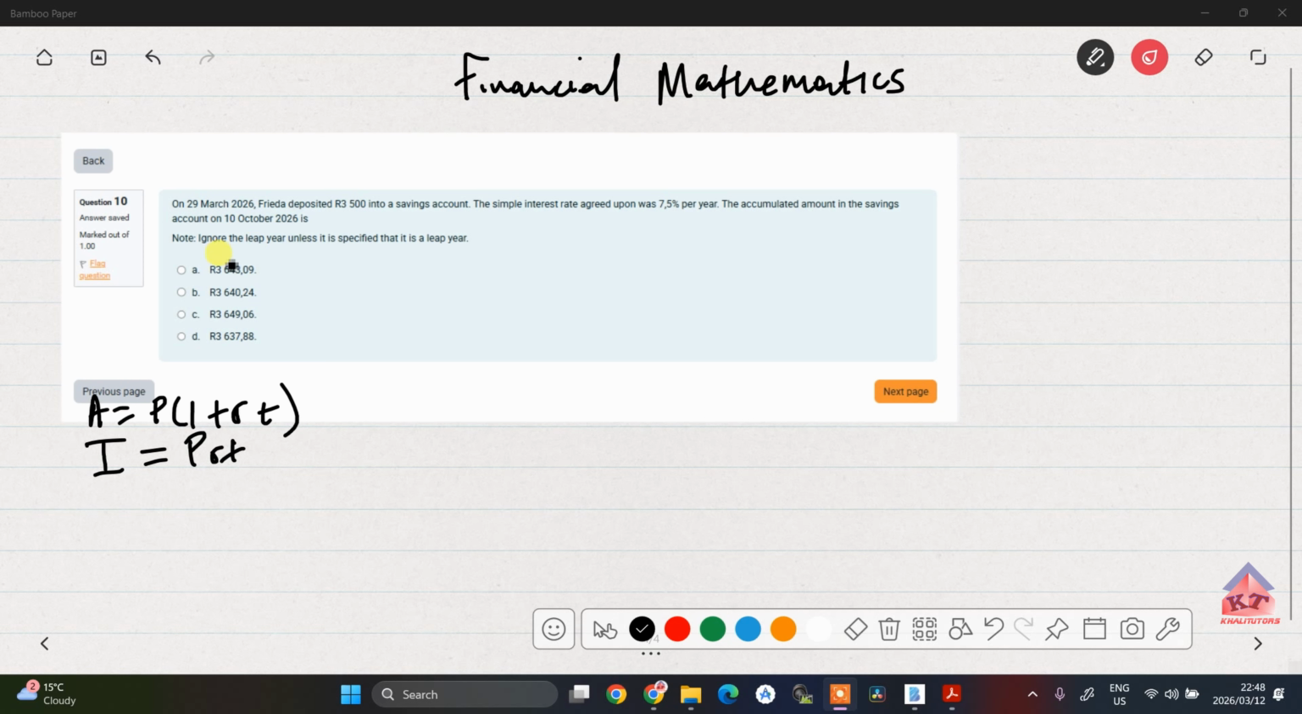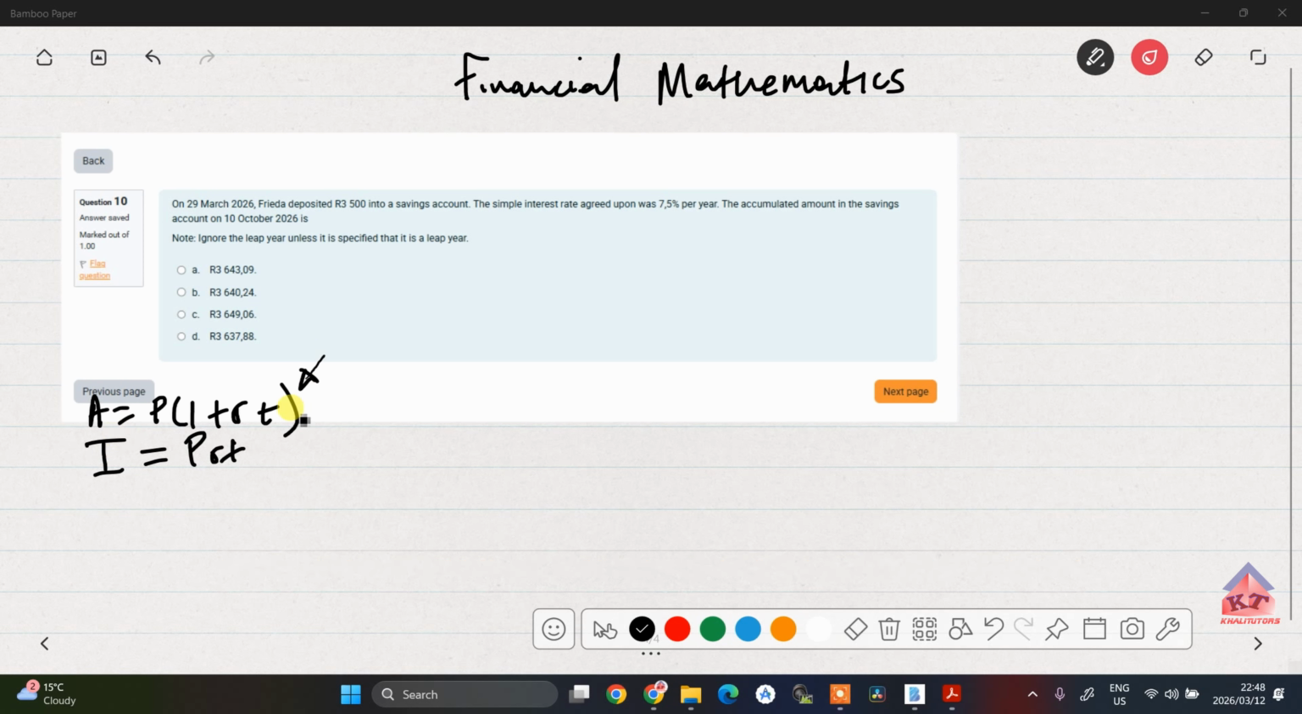Okay. They say ignore the leap year unless it is specified that it is a leap year. Okay. So here the trick is that they are giving us dates. So we need to count the number of days from the 29th all the way up to the 10th of October. Once we know the number of days, we can use it to convert that time to years. Since we know that this equation here, we are only using time in years.